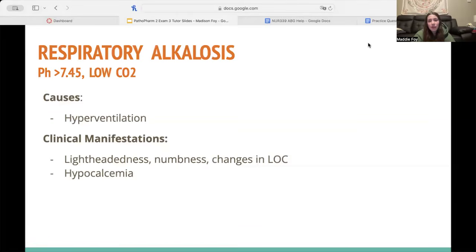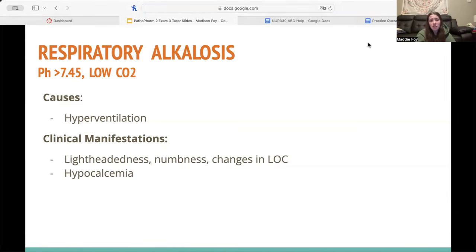Respiratory alkalosis I found to be the easiest to remember, just because there was less information on it, I think. Since it's an alkalosis, you're going to have a high pH, and since your carbon dioxide acts as an acid, it will be low. Your cause here is hyperventilation. So think anything that can cause you to hyperventilate: anxiety, pain, panic attack. All those types of things will cause you to breathe really fast and you're going to lose all of your carbon dioxide, creating that basic state.